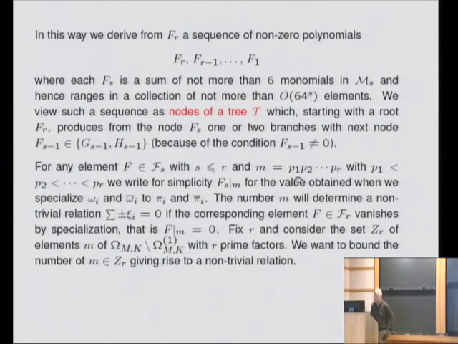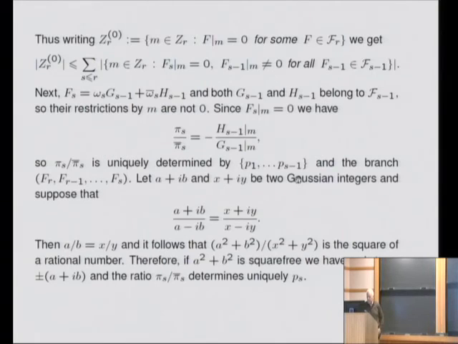So such a sequence gives a sequence of nodes of a tree, which starts with a root, and then produces one or two branches, and in this way. And now you essentially have a way of chopping the tree. Because, all right, chopping the tree is here.